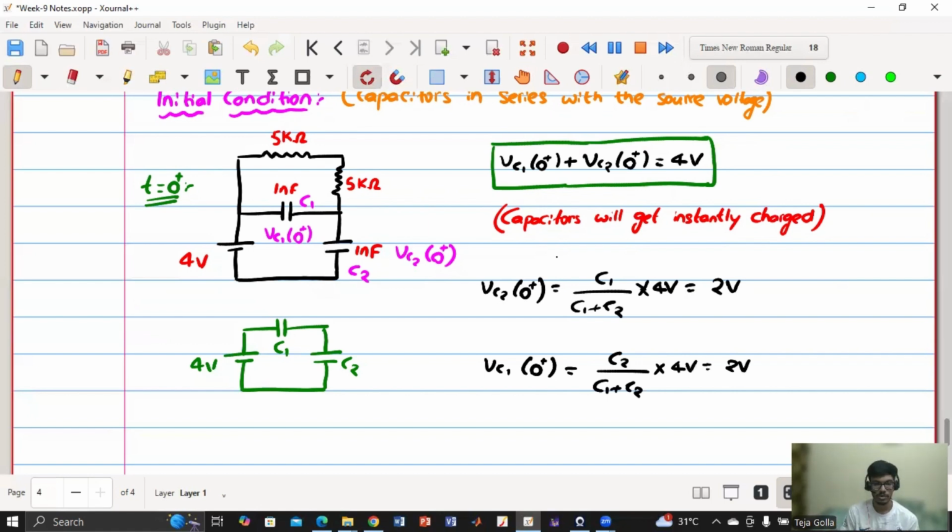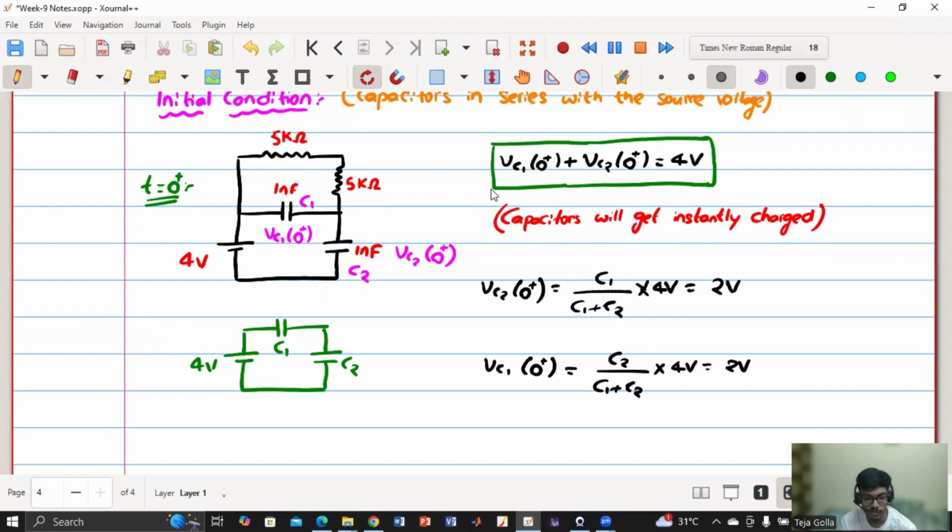So is this part clear to everyone? What I was trying to say here is because the capacitors are directly connected with the source, whenever the source is connected and at t equals to 0 plus, we have seen by applying KVL, VC1 of 0 plus and VC2 of 0 plus is 4 volts. So capacitors will get instantly charged. So in this case, there will not be resistor dynamics. So for calculating VC1 of 0 plus and VC2 of 0 plus, we have considered that capacitor and the supply voltage circuit, and these are getting instantly charged. So just after connecting the voltage source, both capacitors will get charged to 2 volts and 2 volts just after connecting. So this is the initial condition.